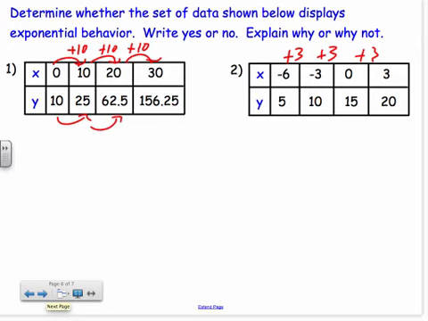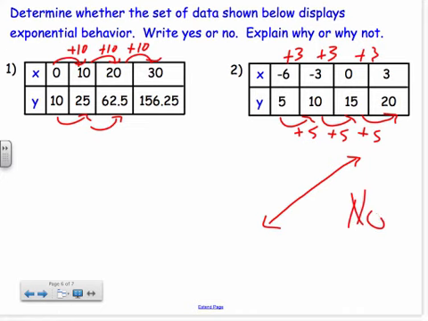But over in number 2, it looks like they are. Plus 5, plus 5, plus 5. So over here, this is a constant rate of change, right? As I go up 3 in the x direction, I go up 5 in the y direction. So I kind of get a linear look. It's a constant rate of change. So this one does not have exponential behavior, right? Because it's going up by the same amount each time.